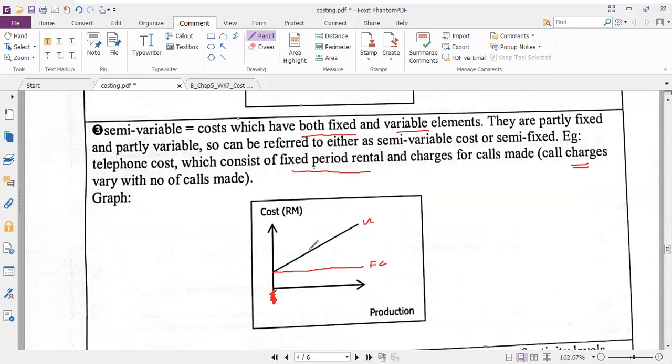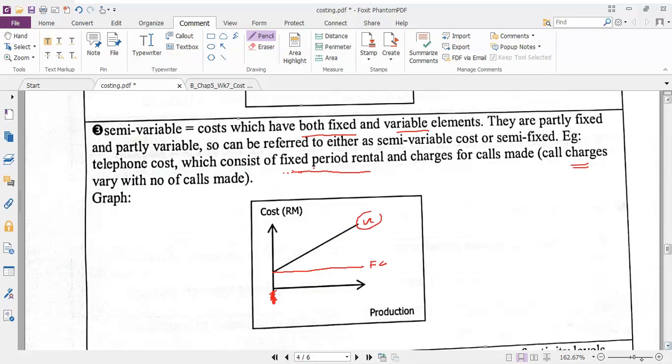Okay, dia jadi fixed ni disebabkan oleh fixed period rental. But for variable, the charges for the calls made is vary. Kalau banyak call lagi, dia akan tambah. Macam tu. Okay. Kalau dah terlebih limit of time for the fixed period rental, dia akan charge lah. Contoh macam tu lah, charge. Kalau makin banyak you call, makin banyak lah cost telefon.